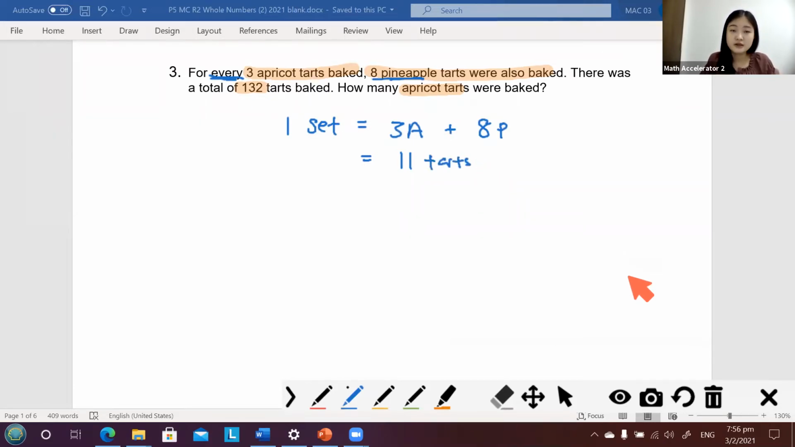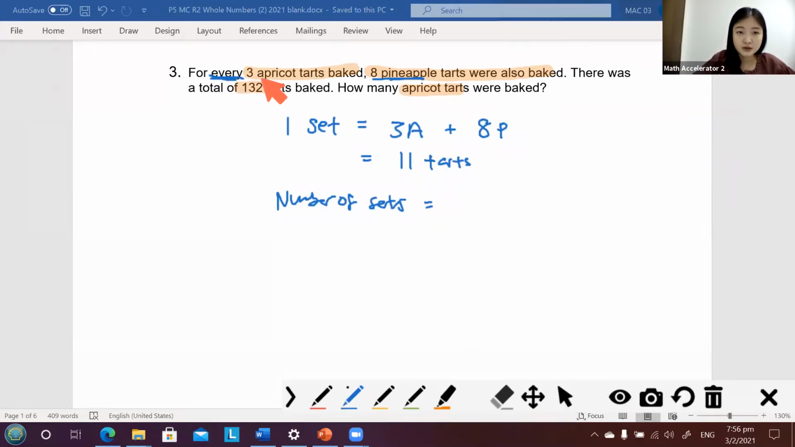So this is the value of the set. Now we need to find the number of sets. Recall, what is your formula? You can type in the chat. What should you do to find the number of sets? Okay, I see it. Yep, Audrey, Ayman. Total divide by value of the set.